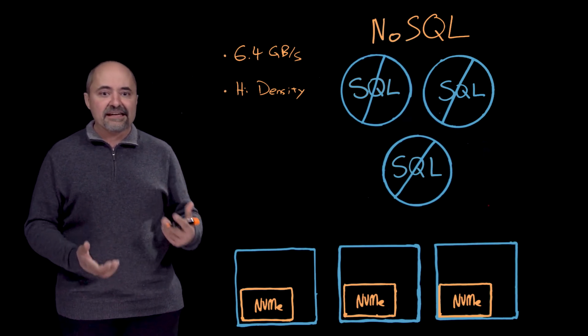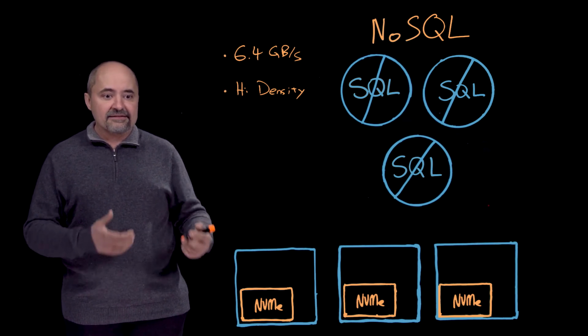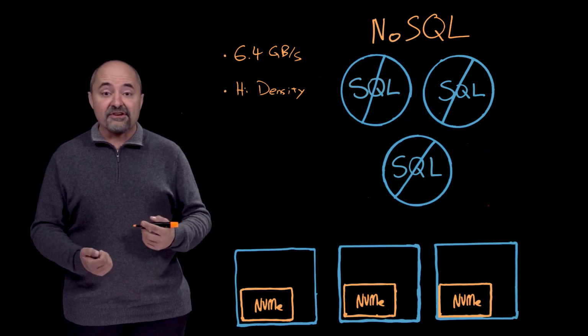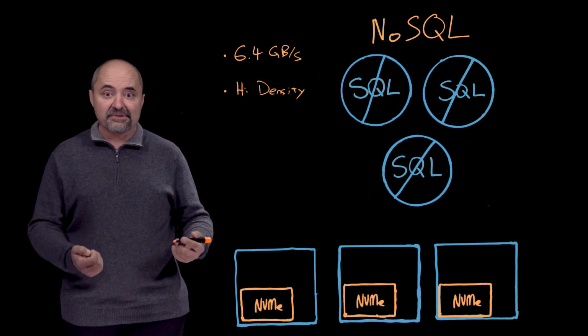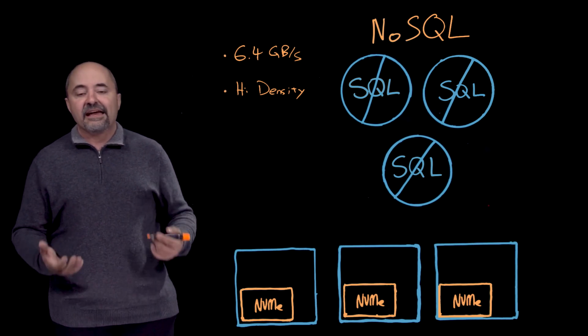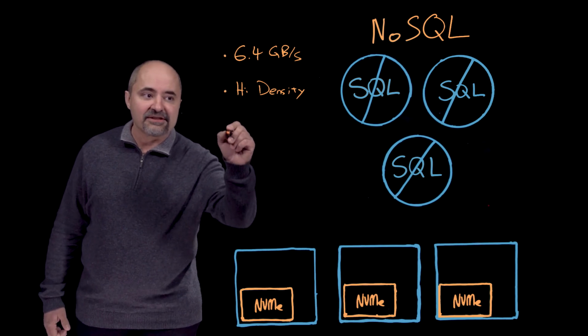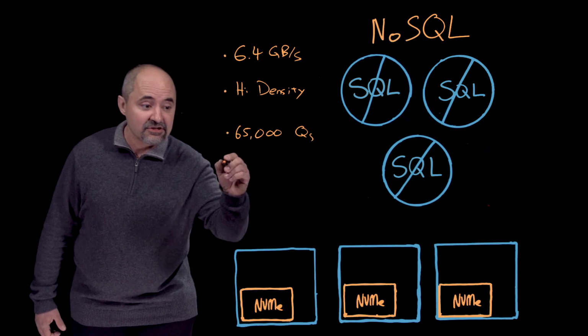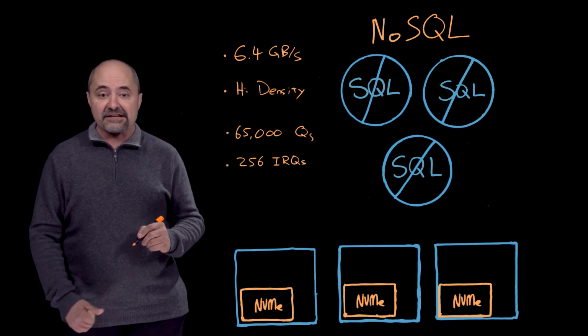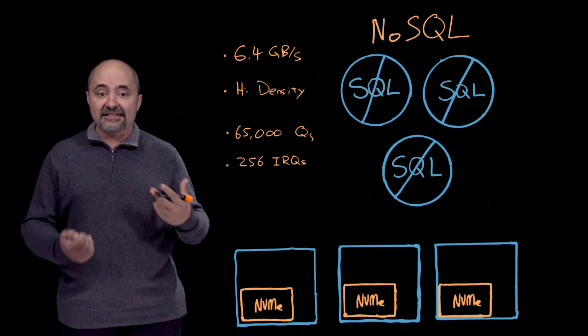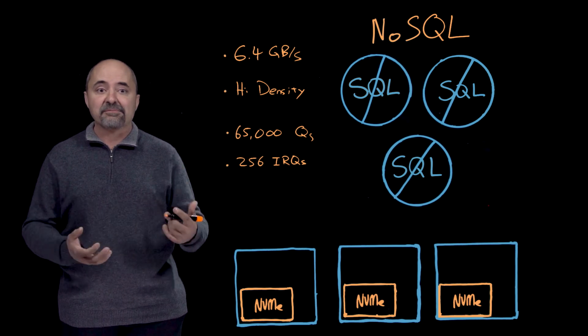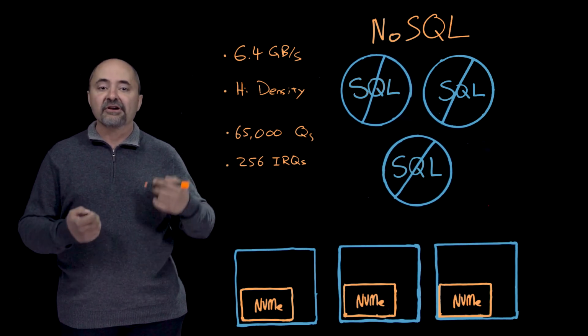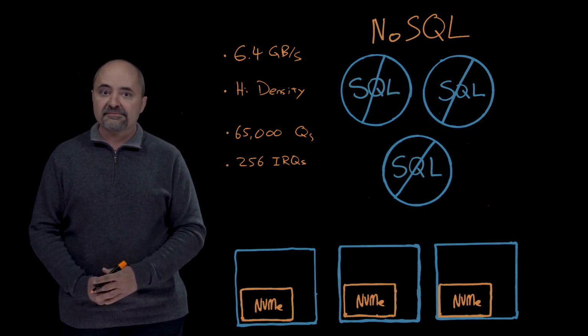Now, one of the other issues with NoSQL is a background process called garbage collection. Now, this is a very I/O-intensive process that can affect the performance of your database in the foreground because there's just so much I/O going on. NVMe here comes to the rescue with its up to 65,000 I/O queues, and its up to 256 individual interrupts to lessen the CPU load and make that background operation stay in the background and not affect your foreground NoSQL performance.